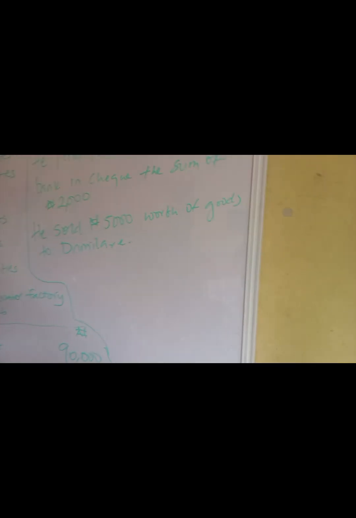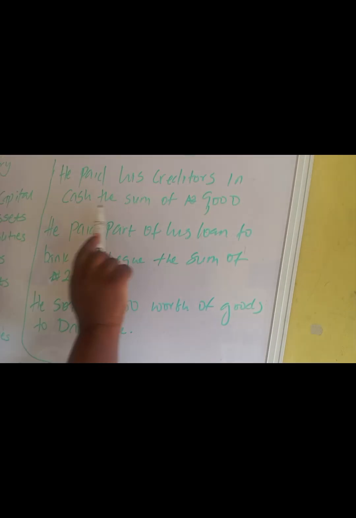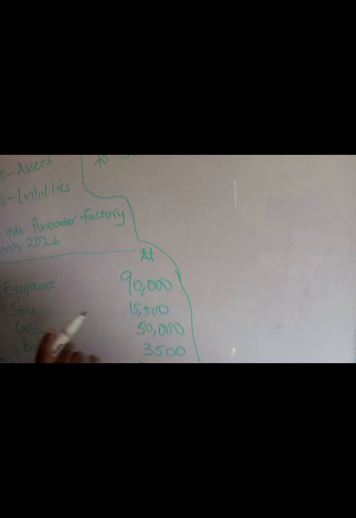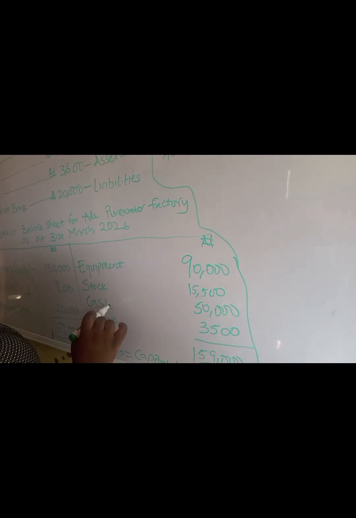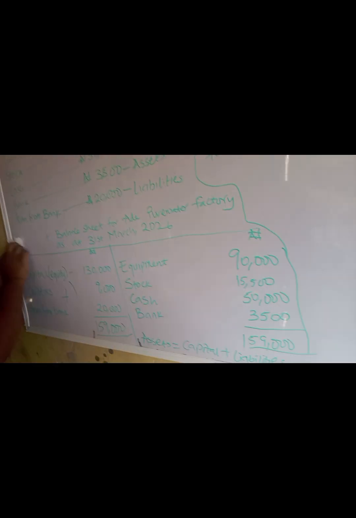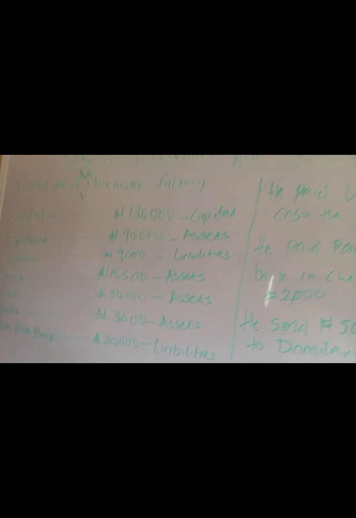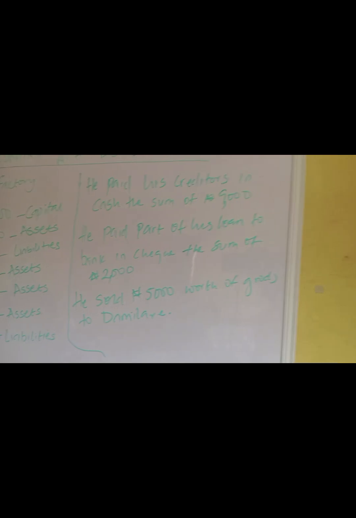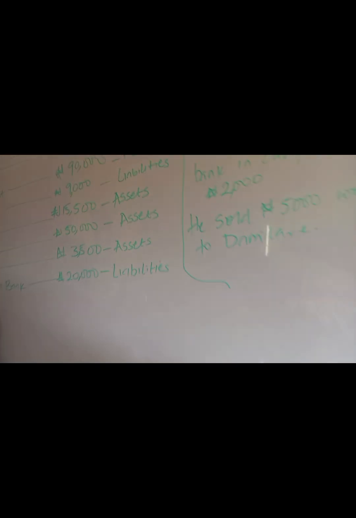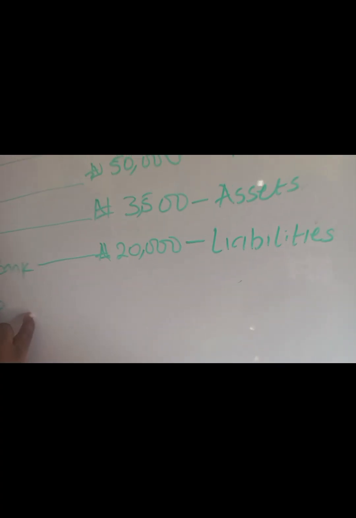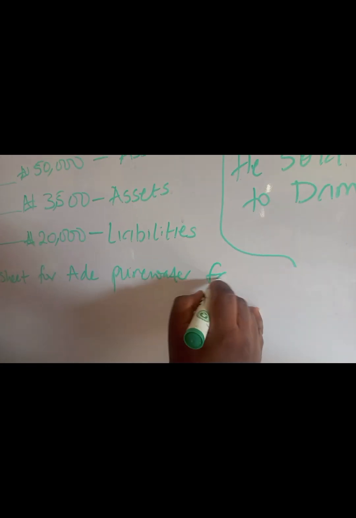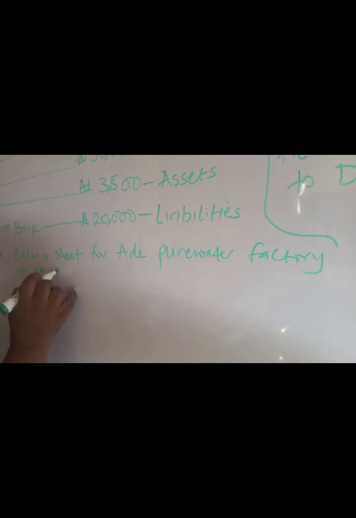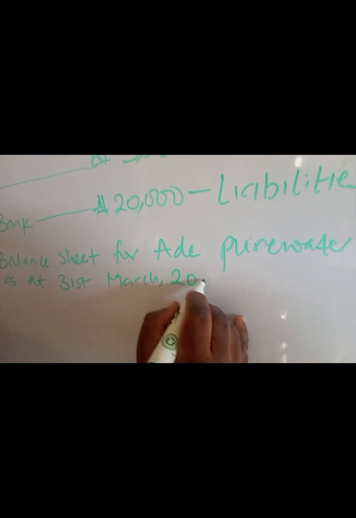Let's see how it's going to affect this. So let's pick the first one. He paid his creditors in cash the sum of 9,000 naira. So that means his cash is going to reduce. There's not much space here, so I'll work with what we already have. I don't want to clean this part. Well, okay, let me just clean it so I will understand better. Okay, so let's see. Extract balance sheet for Ade Pure Water Factory as at 31st March 2026.